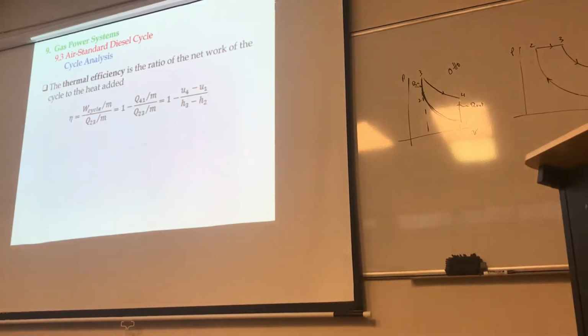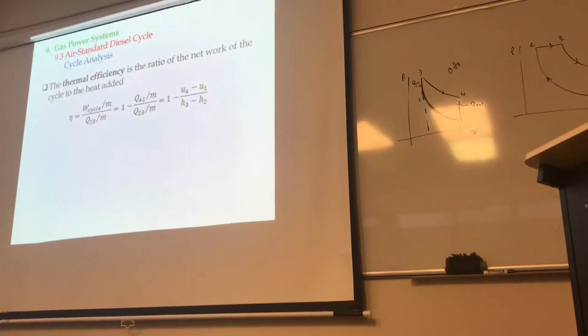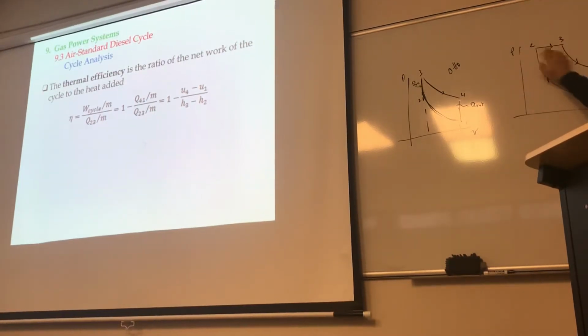Okay? Now, if you want to find the efficiency, it is obviously going to be equal to the output divided by the input. And what is the output? Well, the output of a power cycle is always the work created, right? And the input is the heat that you are adding. Where are we adding heat in here? It's between 2 and 3, right?